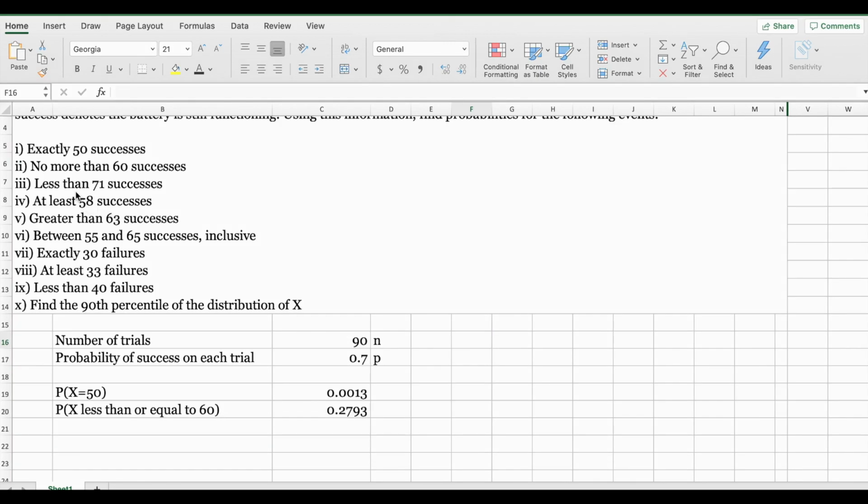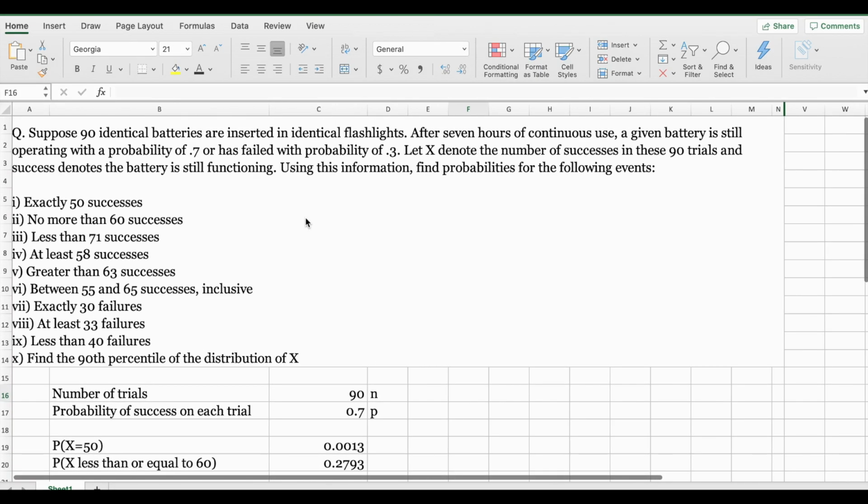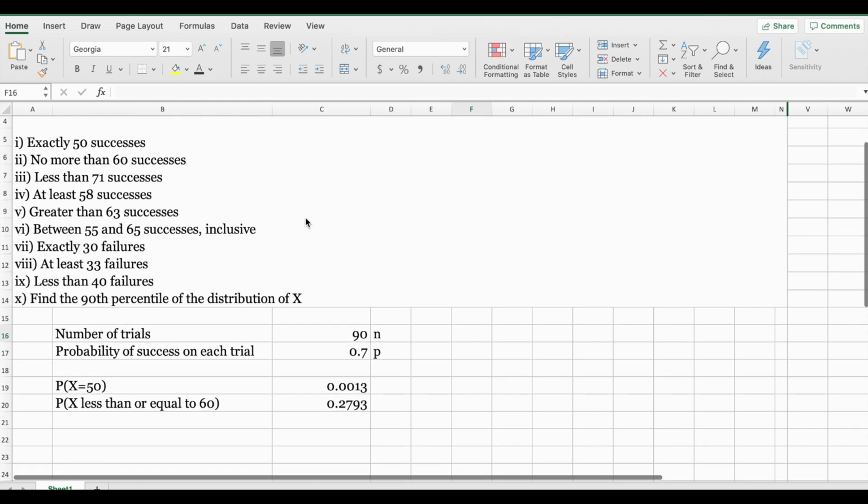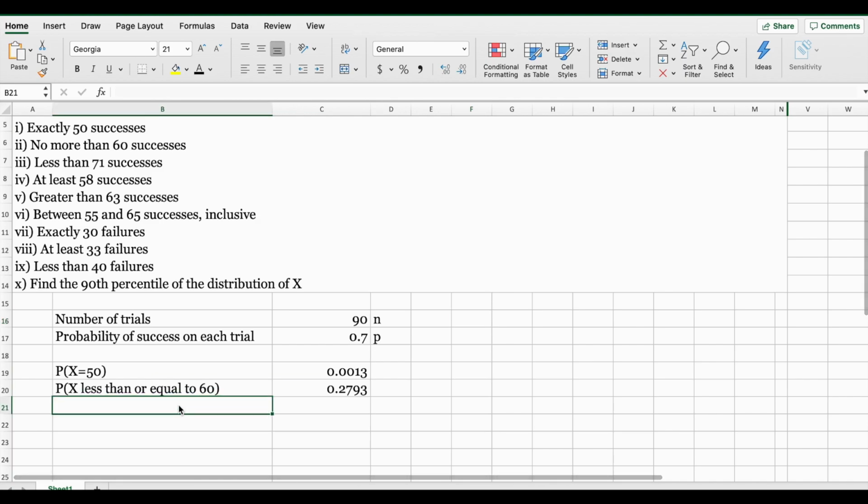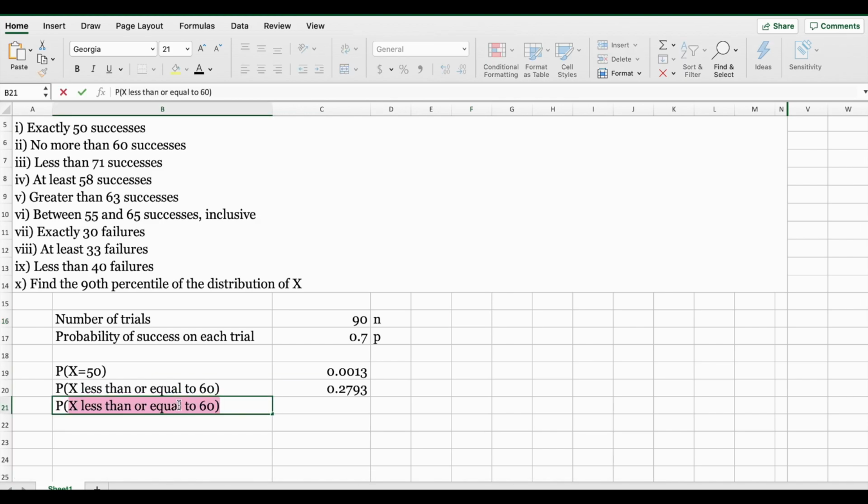Let's move on now to the third question. Here the question is asking us to find the probability of x when it's less than 71. Another way to write this is probability of x when it's less than 71.